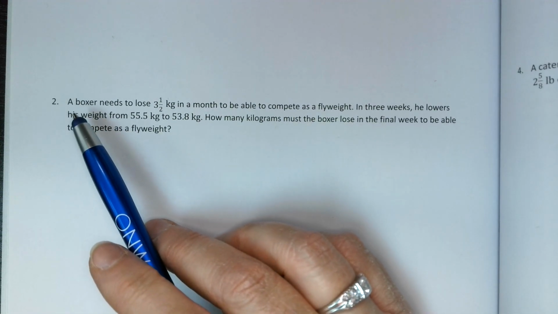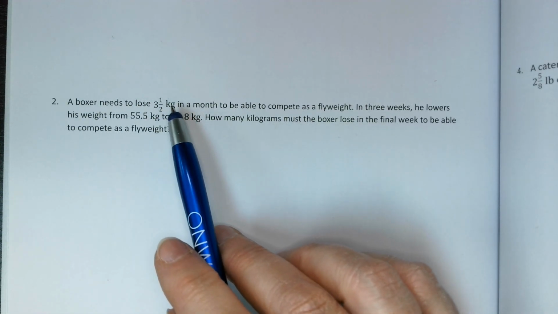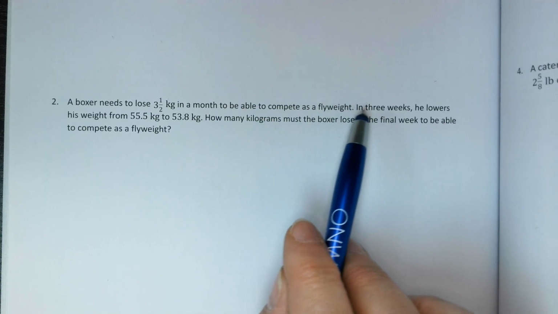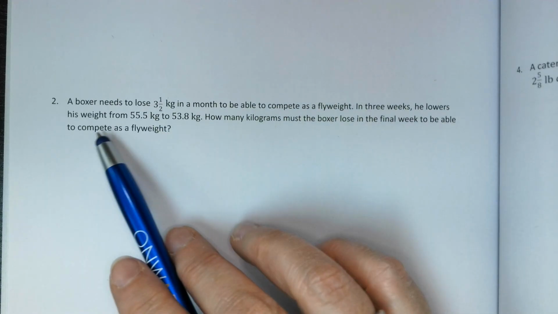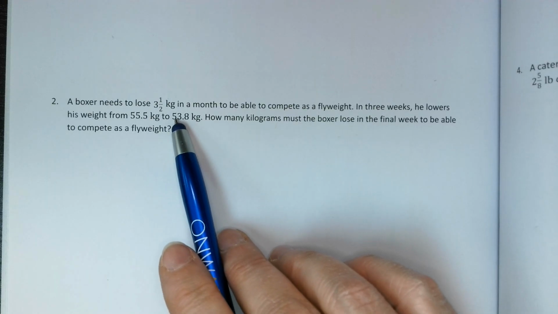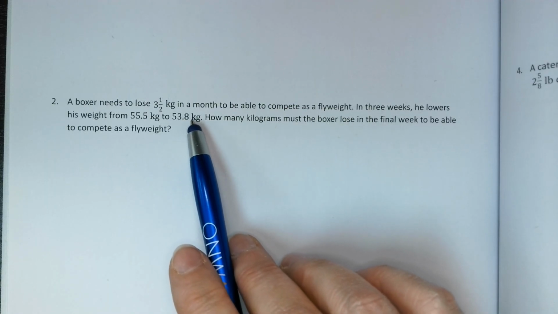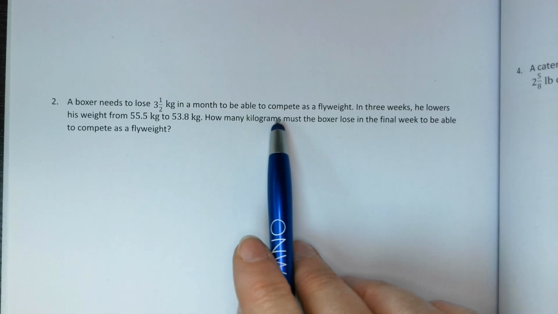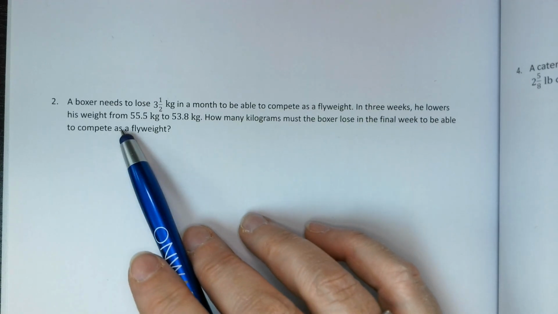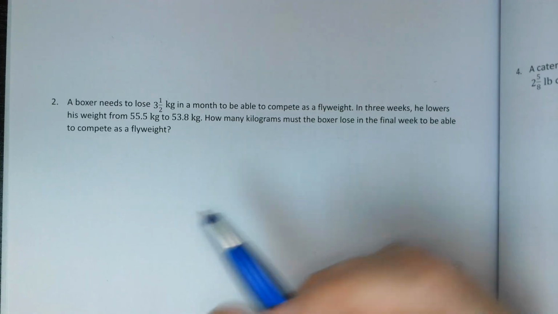Here we have a boxer needs to lose 3.5 kilograms in a month to be able to compete as a flyweight. In 3 weeks, he lowers his weight from 55 5/10 kilograms to 53 8/10 kilograms. How many kilograms must the boxer lose in the final week to be able to compete as a flyweight?